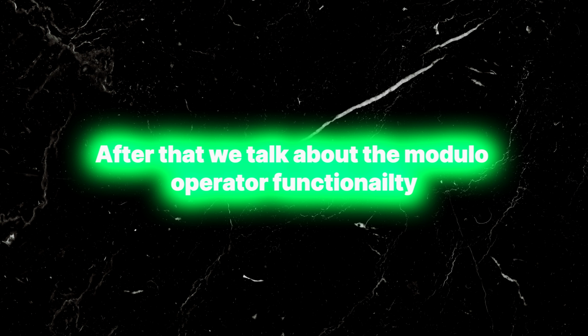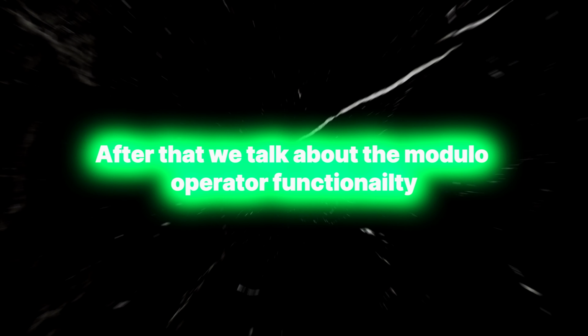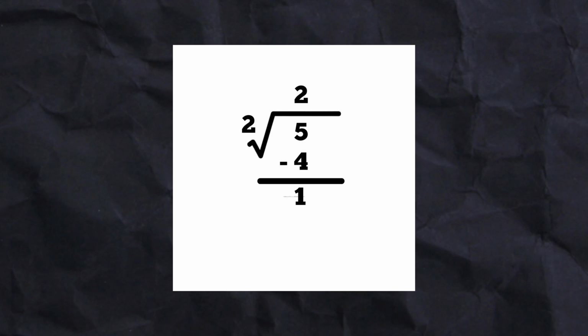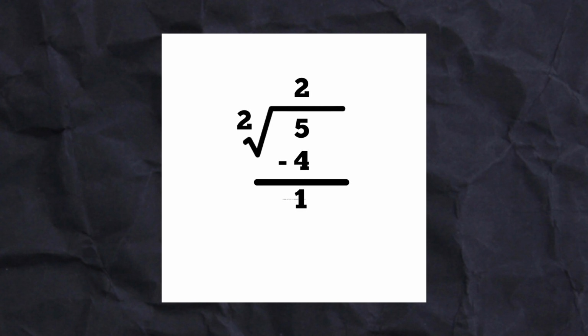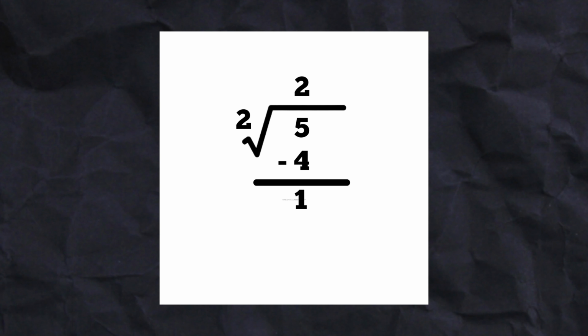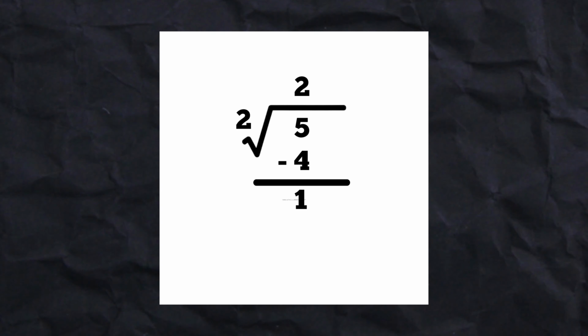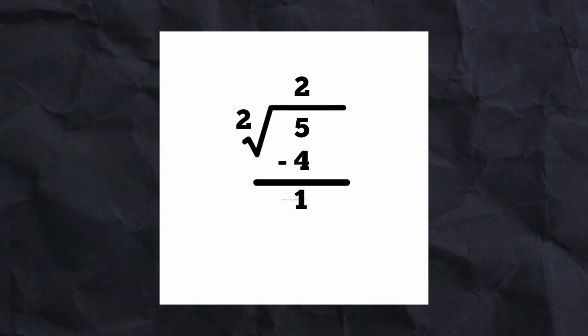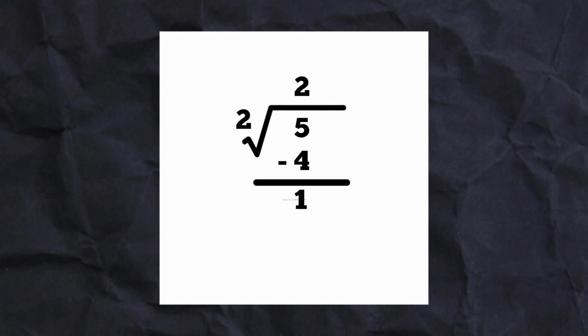After that we talk about the modulo operator functionality. The modulo operator returns the remainder of a division operation. For example, 5 modulo 2 equals 1, because when 5 is divided by 2 it leaves a remainder of 1. So now let's do the code.